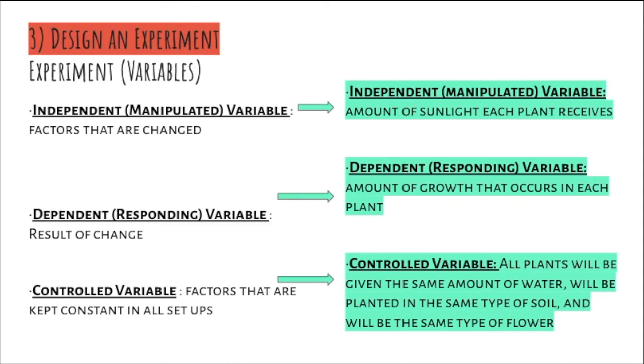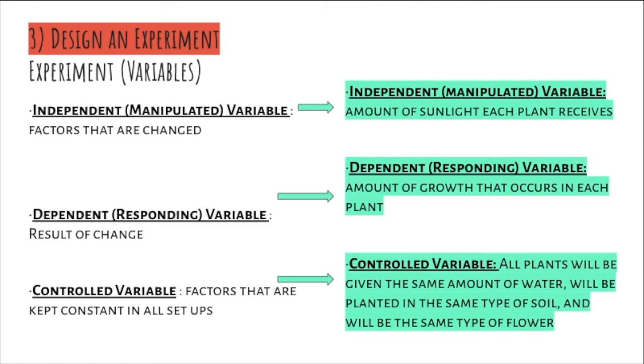Controlled variables are variables that are kept the same or constant in all setups. This is important in making sure that your experiment tests exactly what the hypothesis states. Otherwise, an experiment could result in faulty data due to confounding or external variables.